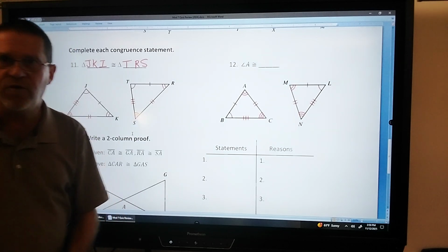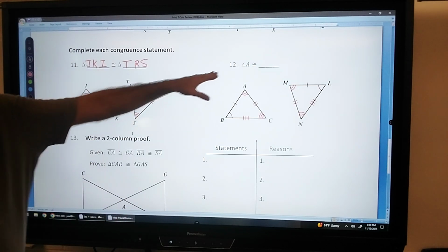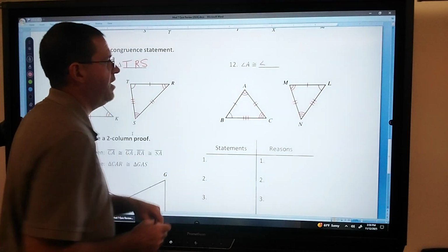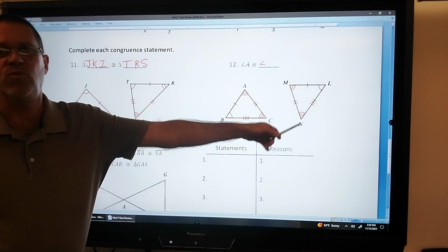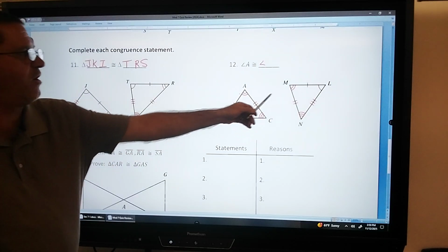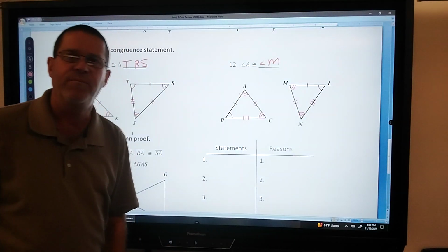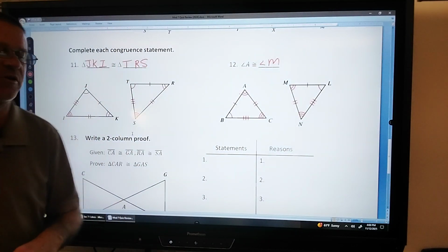Well, number 12, instead of giving me the whole triangle, I'm just giving you part of it. Number 12 says angle A is congruent to what? Well, A has two arcs, so I look over here and I see letter M has two arcs, and so I'm good to go.